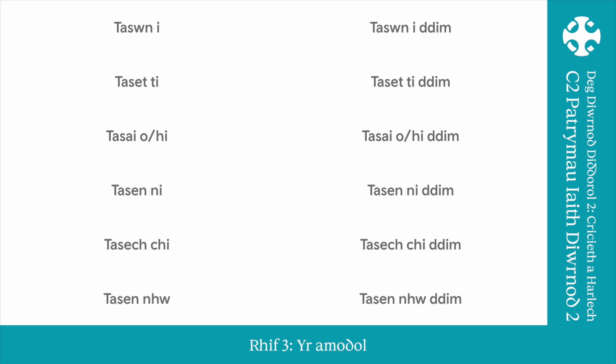Here is the full pattern. Taswn i, tasai ti, tasai fo, tasai hi, tasai ni, tasai chi, tasai nhw. Taswn i ddim, tasai ti ddim, tasai fo ddim, tasai hi ddim, tasai ni ddim, tasai chi ddim, tasai nhw ddim.